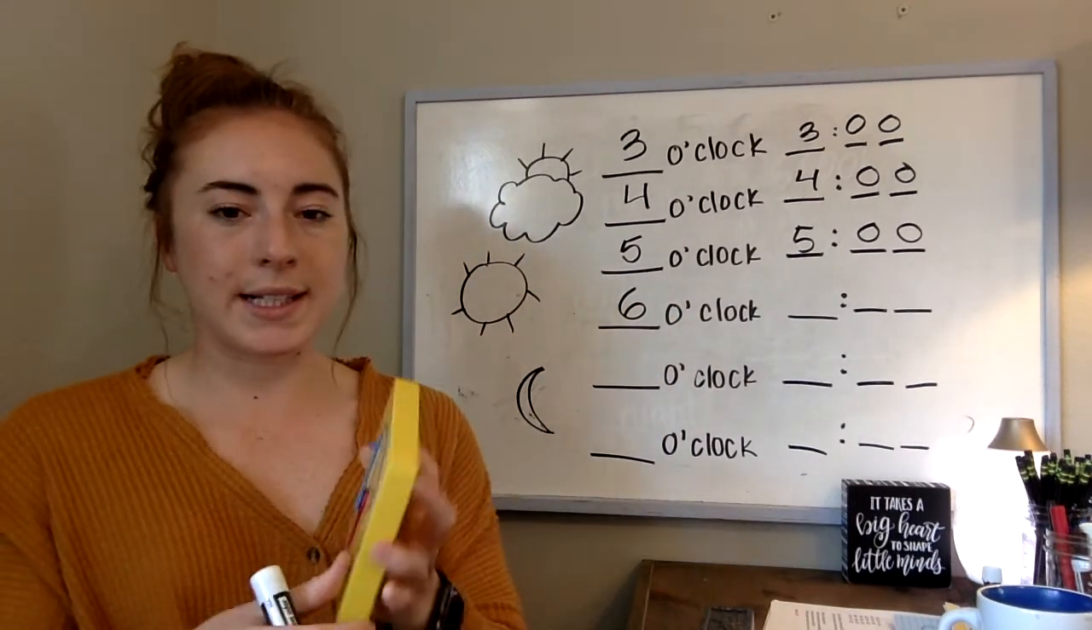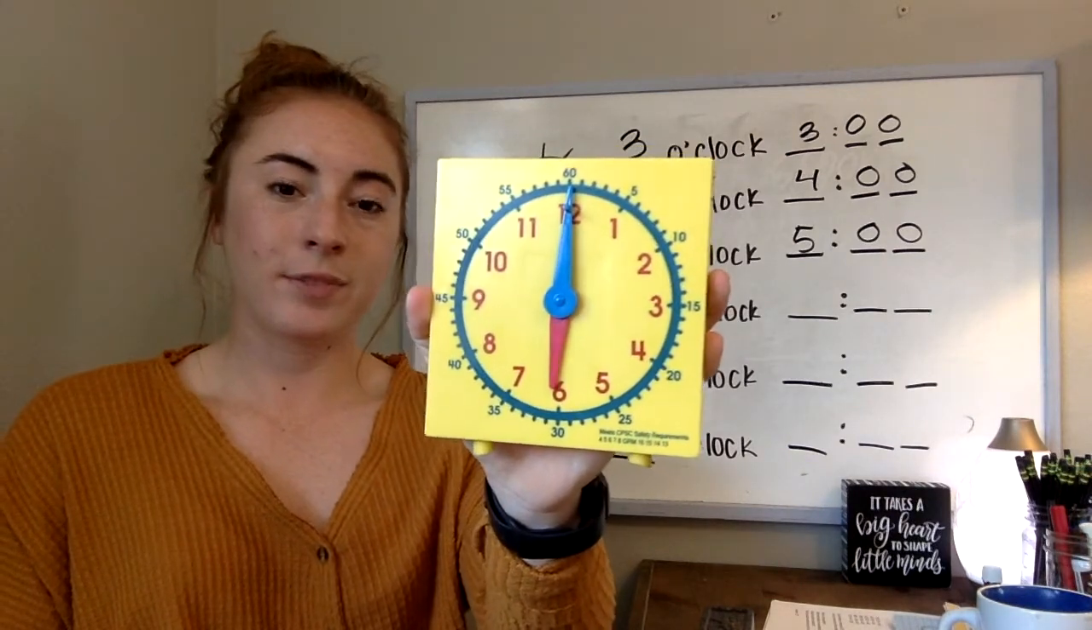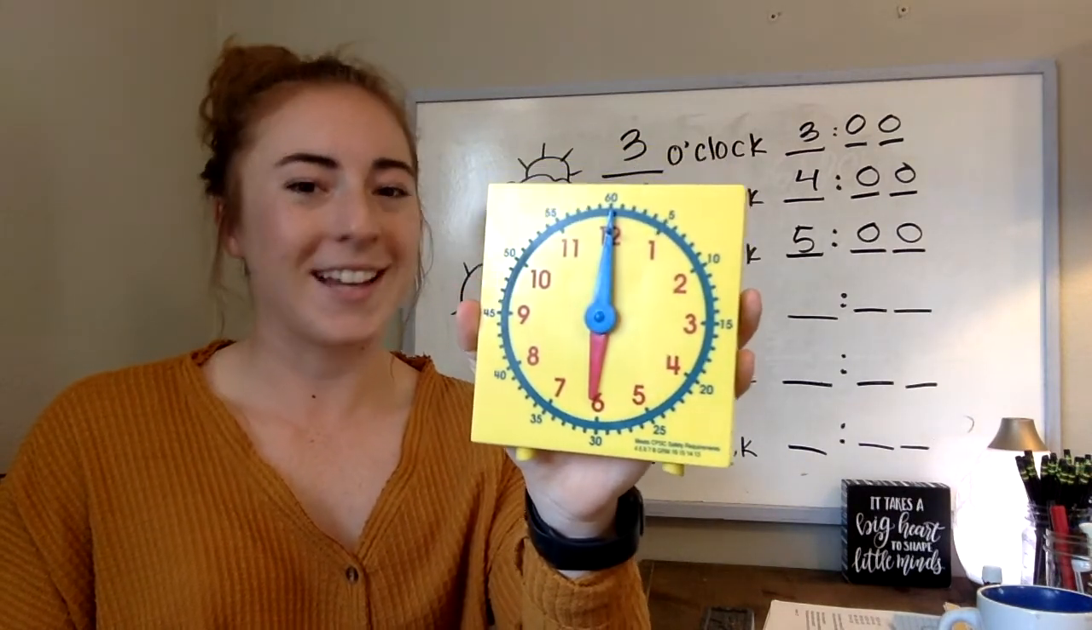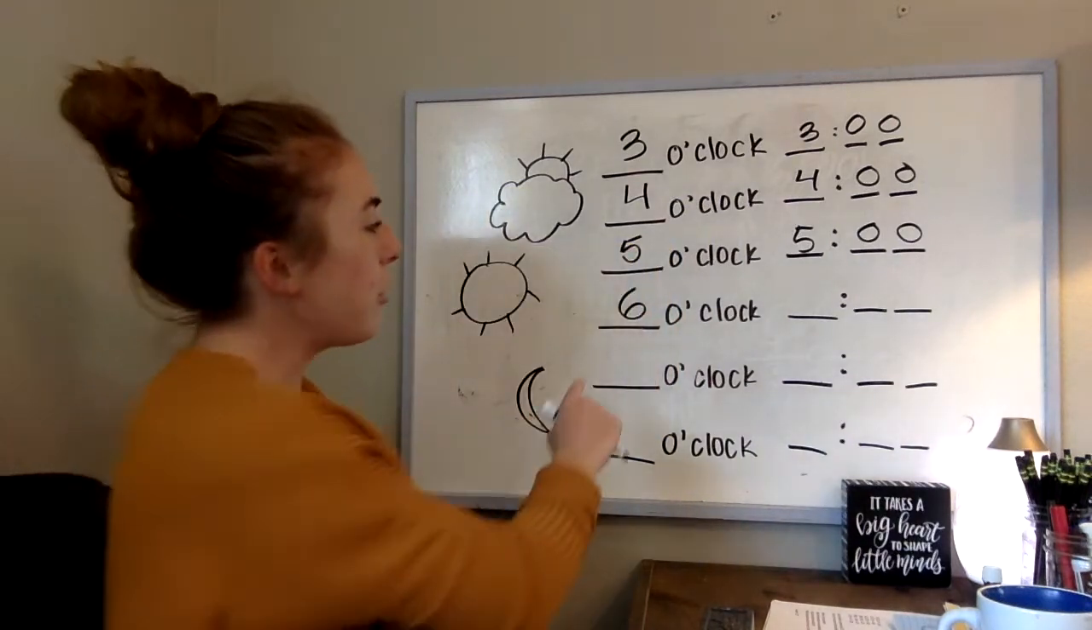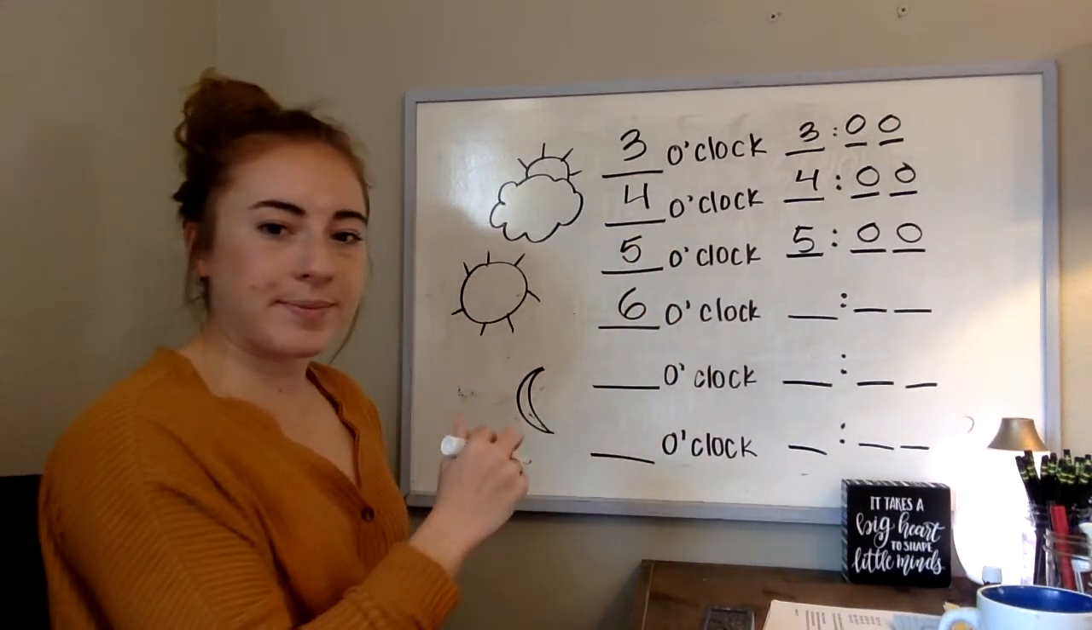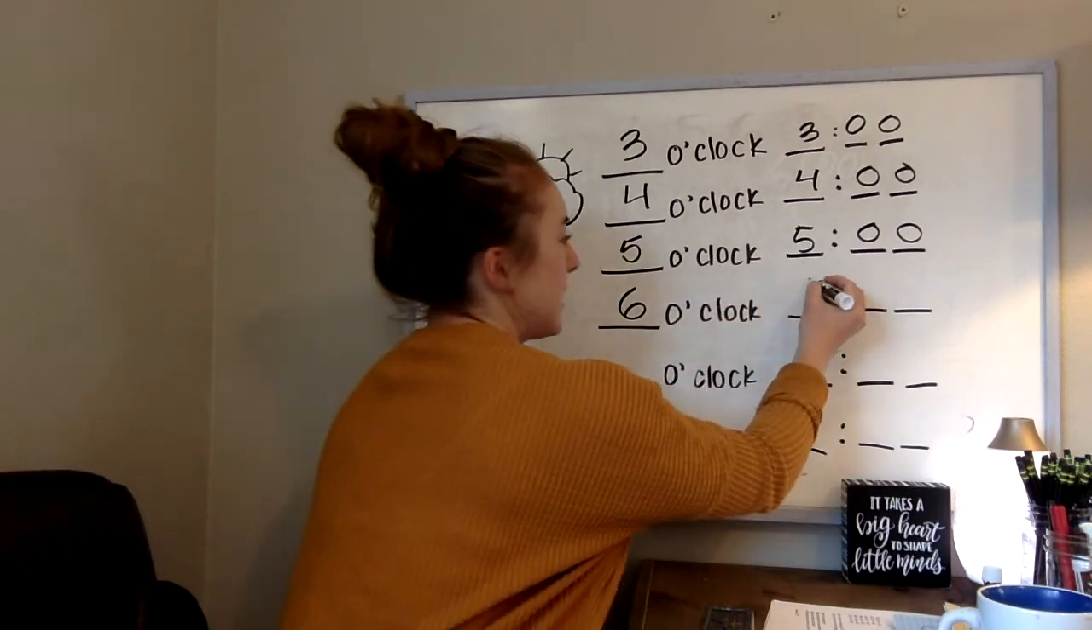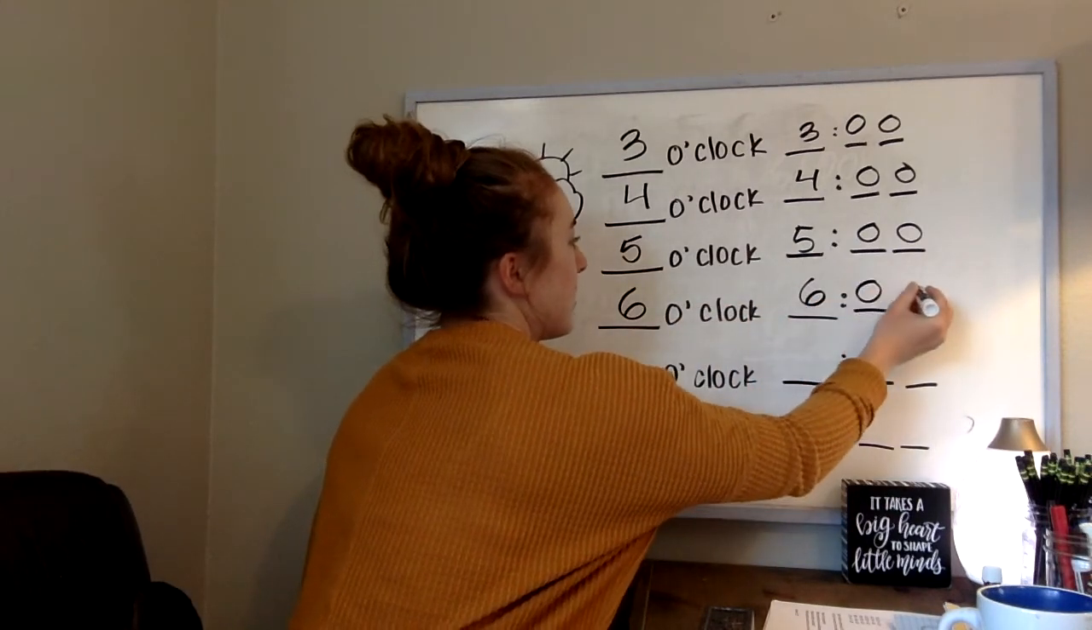Does this show 6 o'clock? Are you sure? It does. Good job. The hour hand is pointing to the 6. How do I write 6 o'clock with numbers? 6, 0, 0.